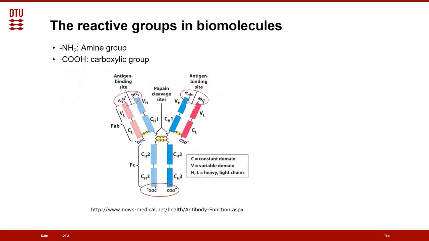What is it that we want to bind to? If you look at biomolecules, they often have very specific reactive groups, such as amino groups, carboxylic groups, which are placed on specific locations, for instance, on the antibody here. We would like to be able to attach these reactive groups to the surface of our sensors. And how do we do that? We do that by modifying the surface of our sensors with specific chemical reactions.